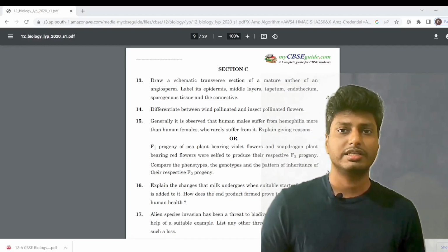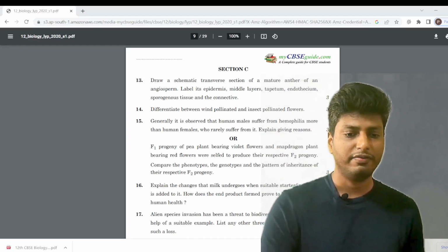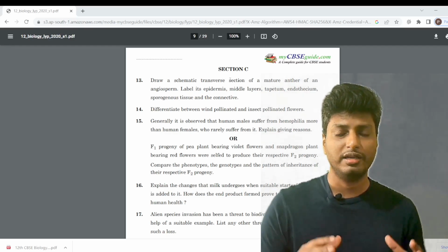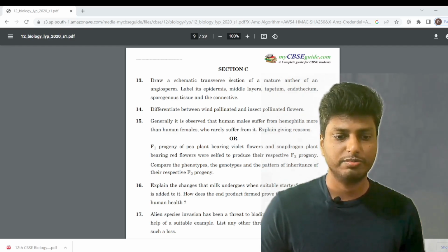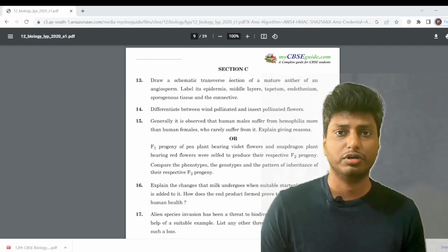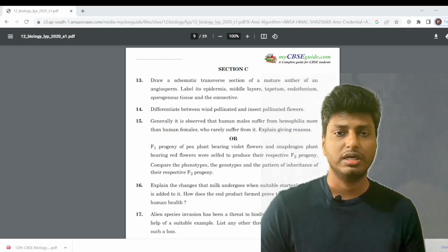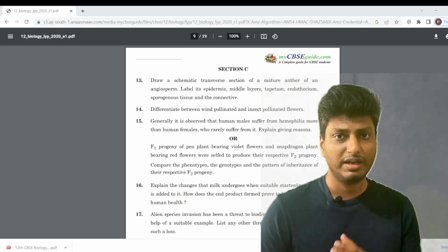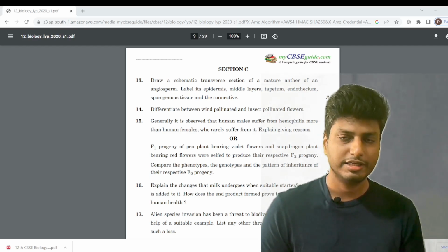So dear students, as you can see over here, I have in front of me section C of the 2020 biology CBSE question paper. In section C, dear students, the questions are mainly for 3 marks. So let's try and understand each of these questions and what exactly the answer for each is. I will try to explain it all in this particular video.